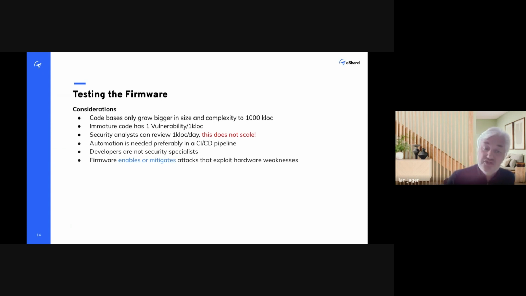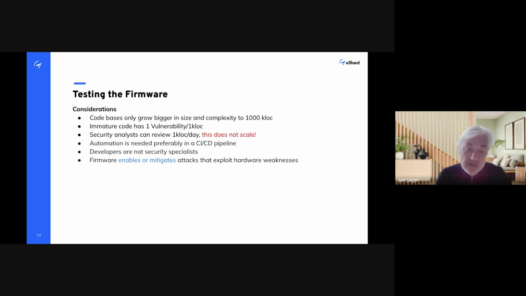So it is important to have automated security checks in your process, and preferably that should be in a CI/CD pipeline. And another consideration I want to give you is what are we asking from developers? Developers are focused on functionality, and developers are not security specialists. So maybe we have to help them by automating checks and giving them feedback in the right way, so they can also do some mitigation and learn from their mistakes.